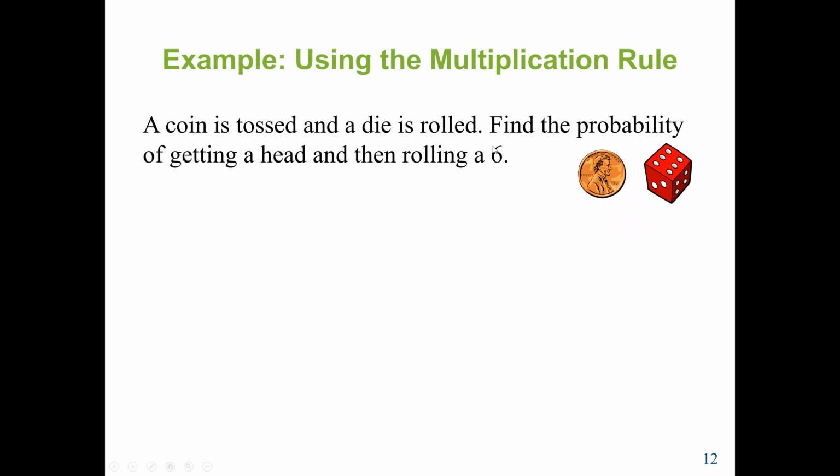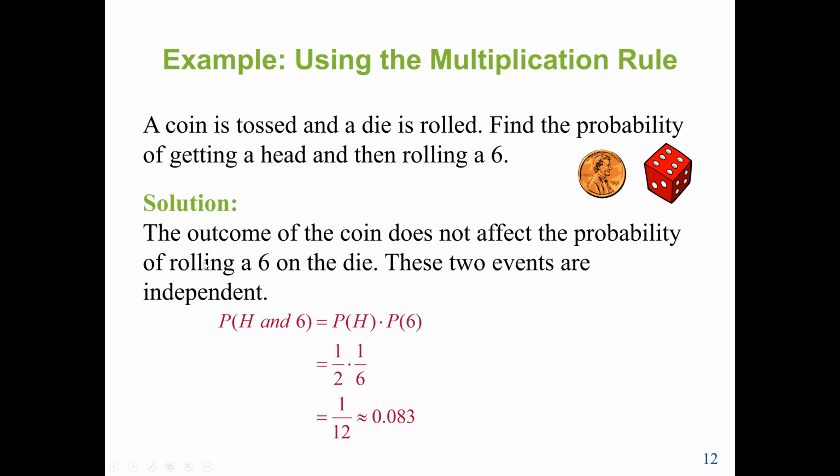Next is using the multiplication rule. Here a coin is tossed and a die is rolled. Find the probability of getting a head and then rolling a 6. The outcome of the coin does not affect the probability of rolling a 6 on a die, so we have two independent events. The probability of getting a head when we toss a coin: we only have two sides, so it will be half, head and tail, half each. But a die has 6 sides, so the probability of getting a 6 will be 1/6. That gives us 1/12, which is roughly 0.083.